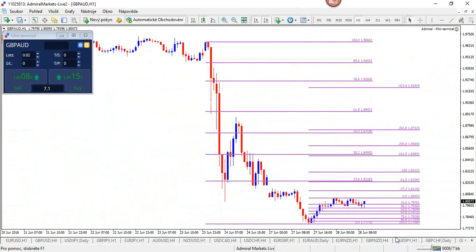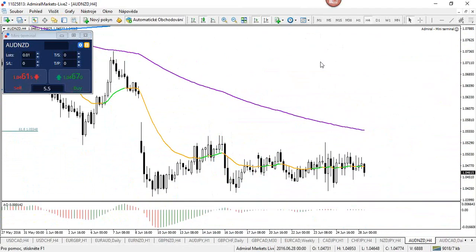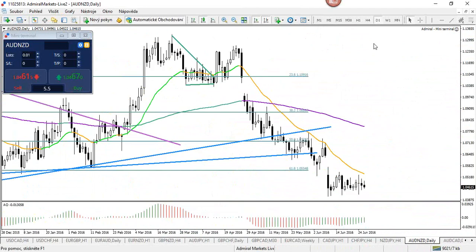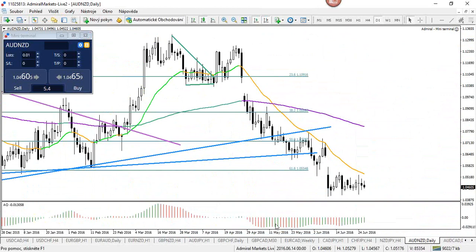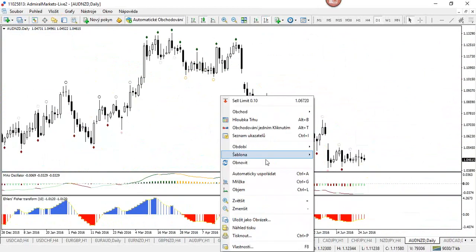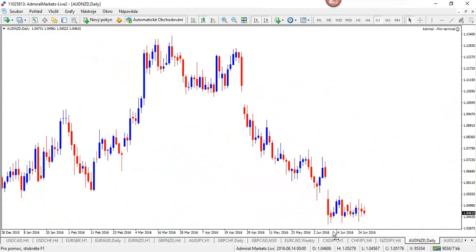Scott helped us here saying New Zealand might have a zigzag. So let's take a look at that. Oh, wrong template. Sorry about that. There we go.